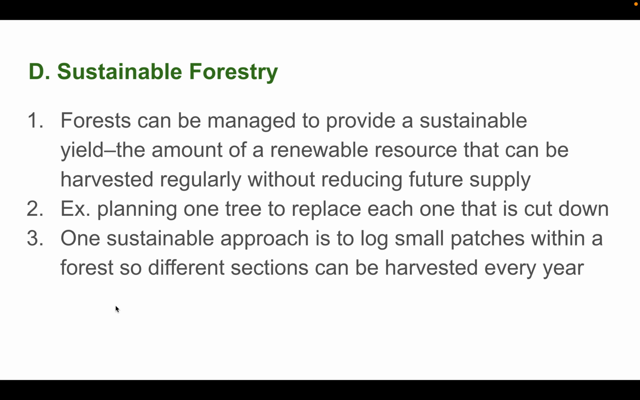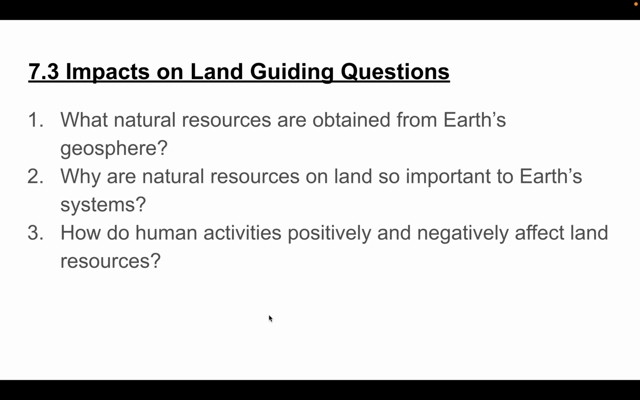So sustainable forestry. A forest can be managed to provide sustainable yield, basically the amount of renewable resource that can be harvested regularly without reducing its future supply. So planting one tree to replace each one that is cut down. So, you log small patches within a forest, so different sections are harvested each year. And that pretty much does it for impacts on land.